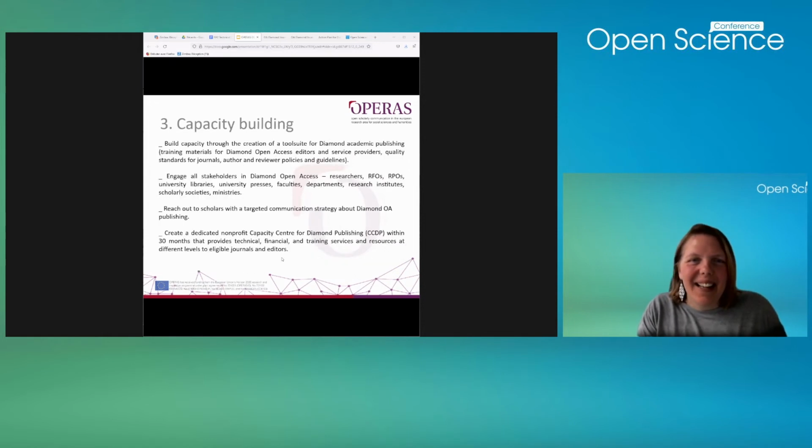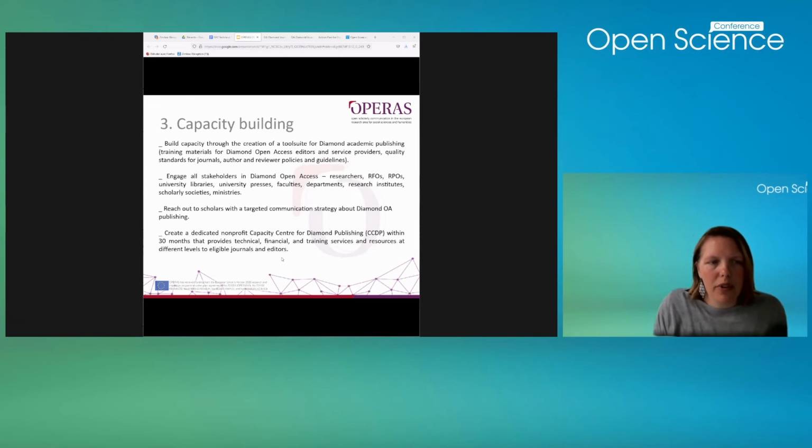You're welcome. So the third point of this Diamond Open Access plan is the capacity building. Indeed, the Diamond Open Access journals and platforms differ in terms of editorial and management skills. So to build capacity, this action plan proposes to undertake the following actions: building capacity through the creation of a tool suite for Diamond academic publishing, mainly via organizing training materials, engaging with all stakeholders in Diamond Open Access, researchers, research funding organizations, research performing organizations, university libraries, university presses, and so on.